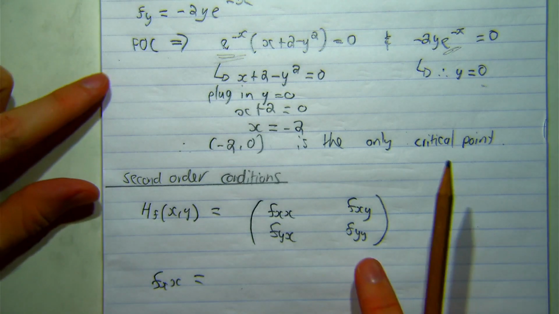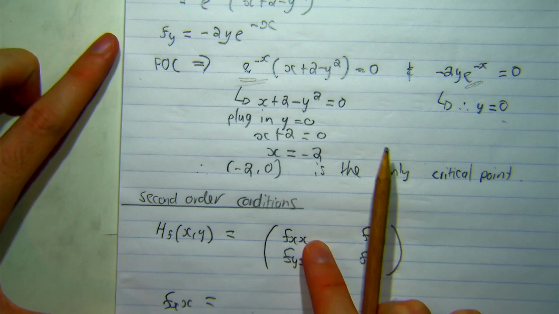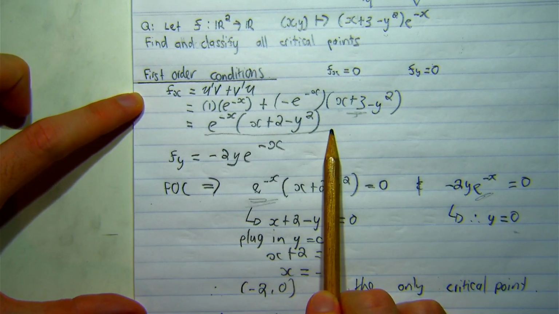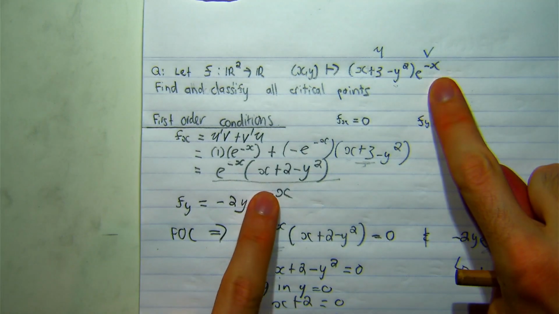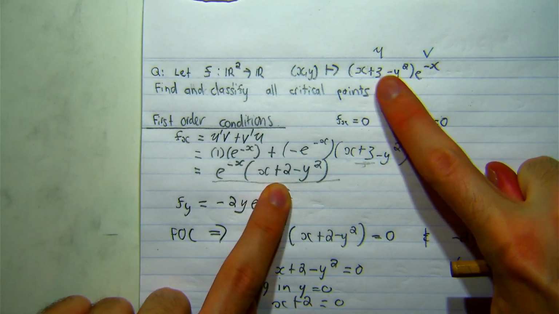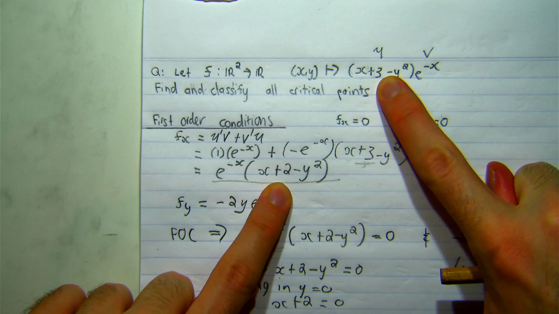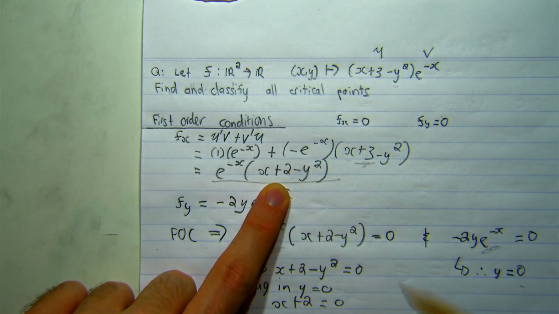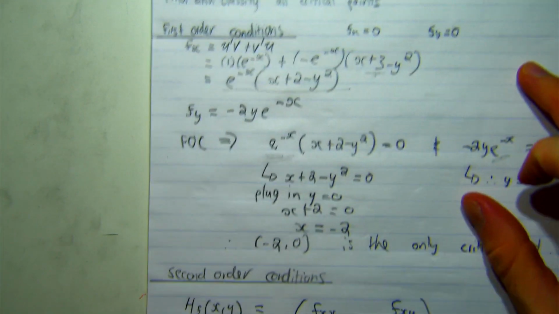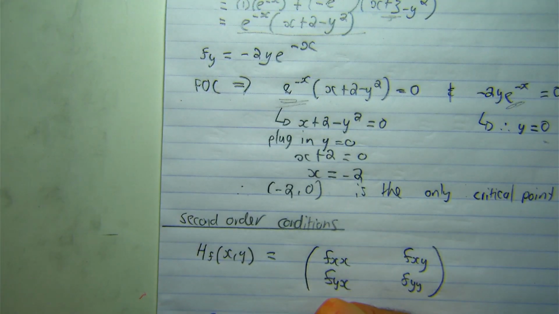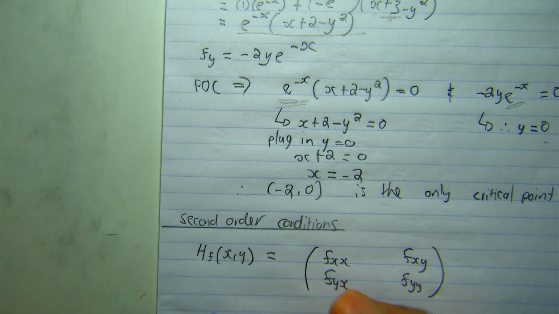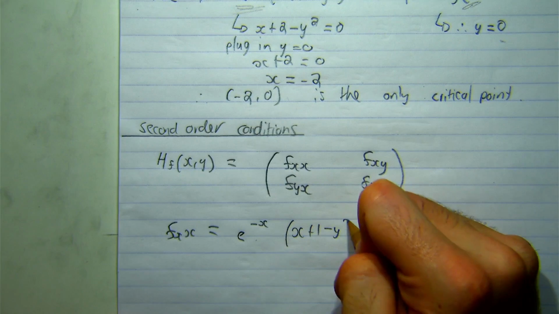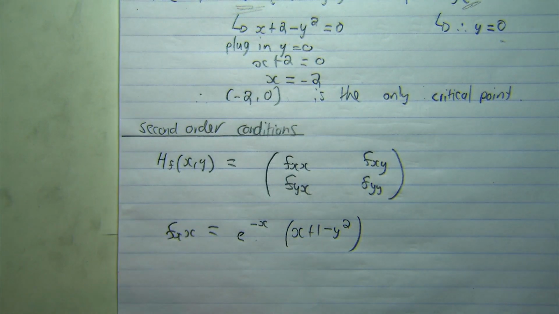Okay, so differentiating fx with respect to x is differentiating this with respect to x. And notice that this is exactly the same as above, except with the 3 gone down to 2. And when we differentiate it, we're going to get the same outcome, but the 2 is going to decrease down to 1 according to this process outlined above. So we will have e to the minus x times (x plus 1 minus y squared). Easy.